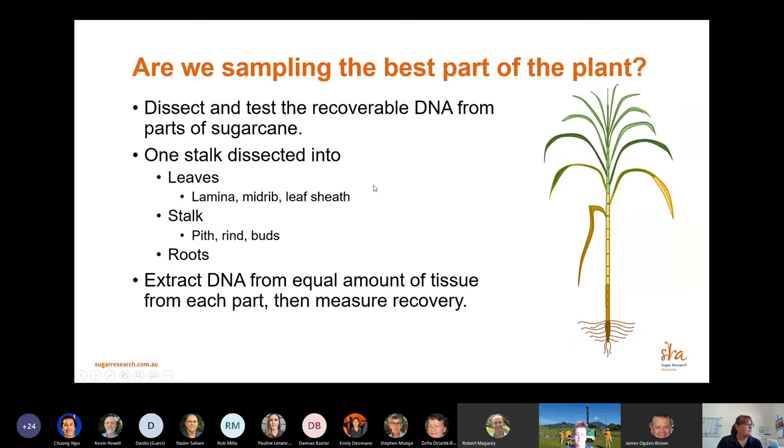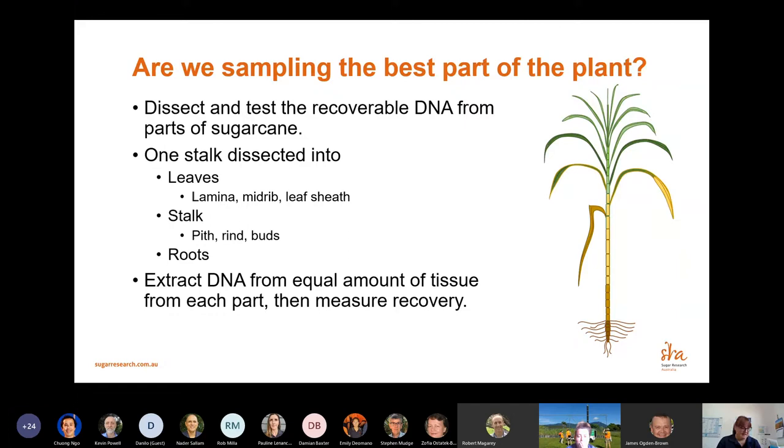In the leaves, we looked at the leaf lamina, which is the green part of the leaf, the majority of the leaf, the midrib, which runs down the centre, and then the leaf sheath, which attaches the leaf onto the plant. In the stalk, we looked at the inside, the pith, the rind on the outside, and then we also looked at the buds. We also looked at the internodes and the roots under the ground. We took the same amount of tissue from these parts in replicated form, and then we extracted them and measured the recovery.